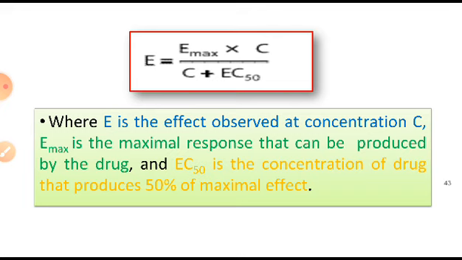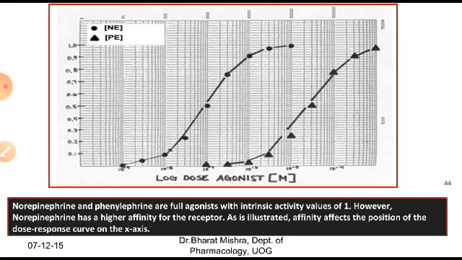Here you can see, on the basis of this effect and the concentration, one formula has been derived, where E is the effect observed at concentration C. So at concentration C, what effect has been observed, right? That formula gives you the effect if you want to calculate it. Emax is the maximum response, and EC50 is the concentration of drug that produces 50% of maximum effect. So E is equal to Emax times C divided by C plus EC50. This is the formula.